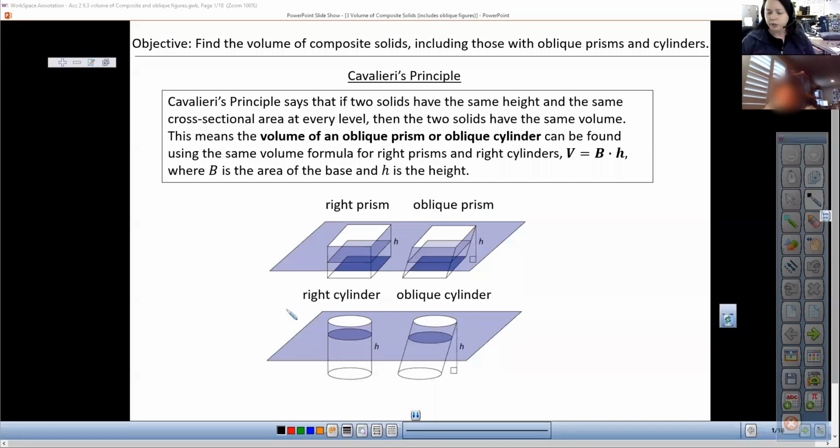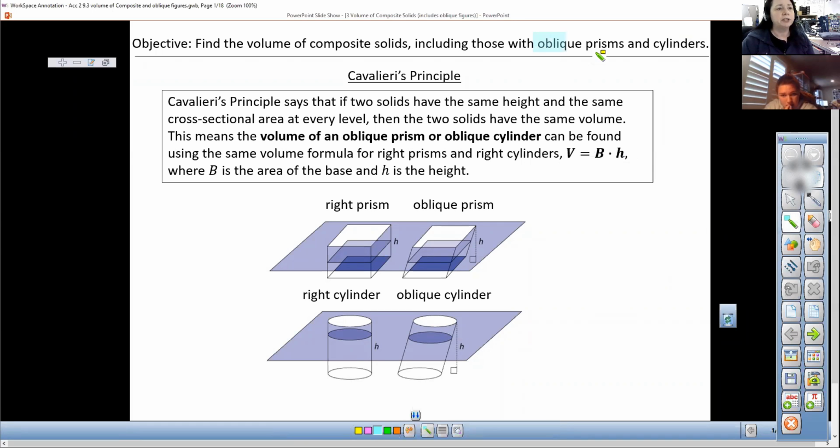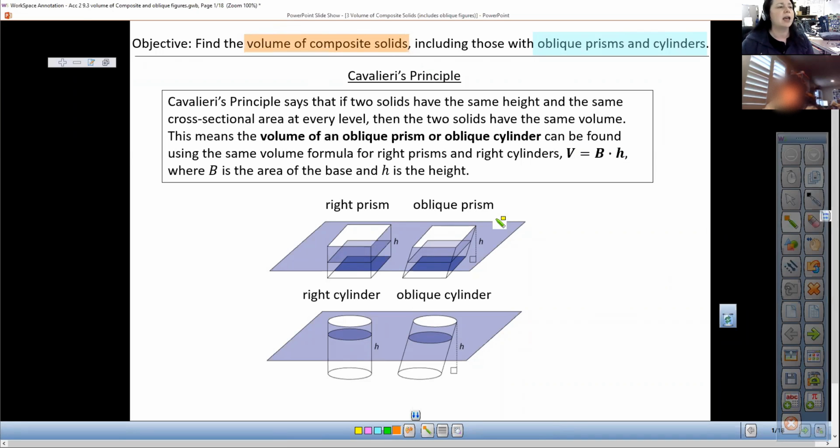All right, in this lesson, which is 9.3, the third lesson in our Unit 9 on volume, we're going to look at finding the volume of what we call oblique figures, specifically prisms and cylinders, which we've talked about previously. We're going to start with that, and then we're going to move on to finding the volume of composite solids, what that is, and strategies for finding those volumes.